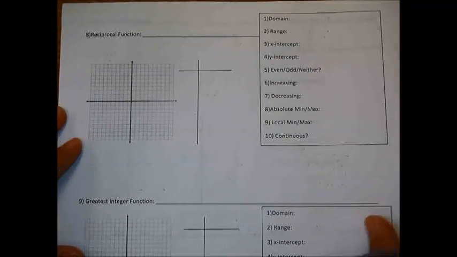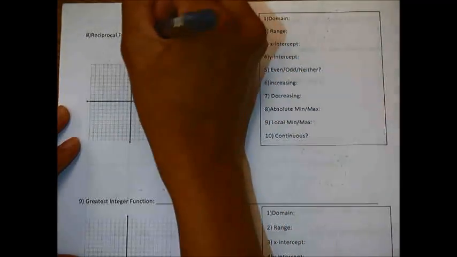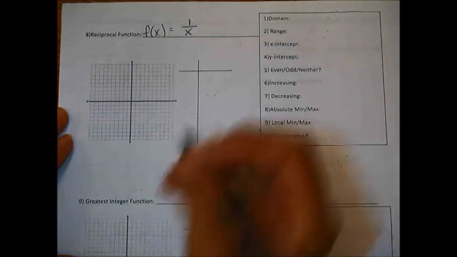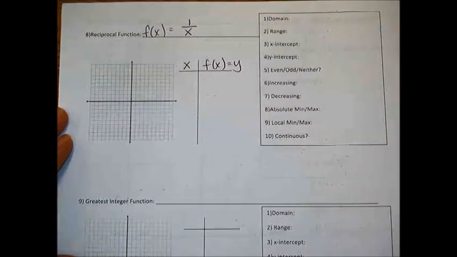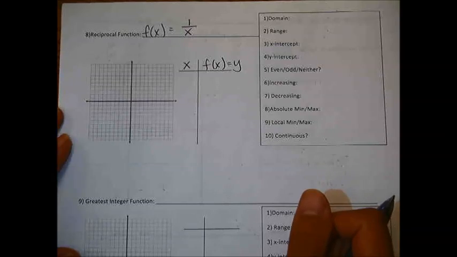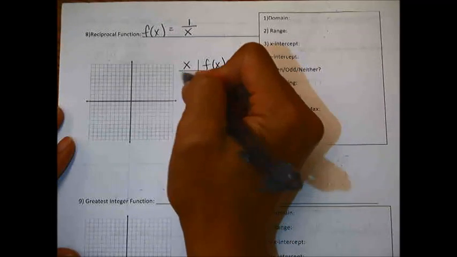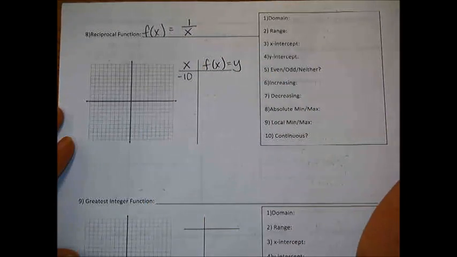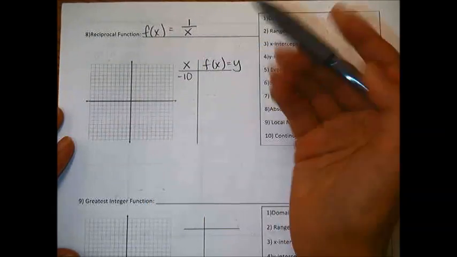Okay, so this is called the reciprocal function. So f of x equals 1 over x, because reciprocal means I'm going to flip it. So let's do input and output, which is the same as y. What should we put in? How about some really large number, like negative 10. So 1 divided by negative 10 is negative 1 over 10.